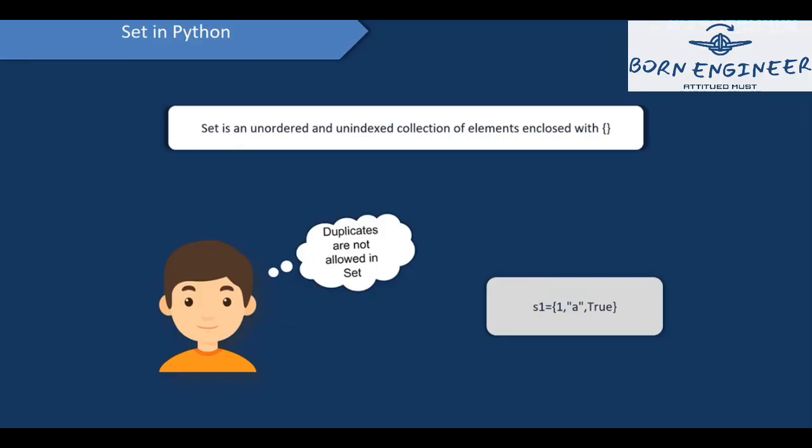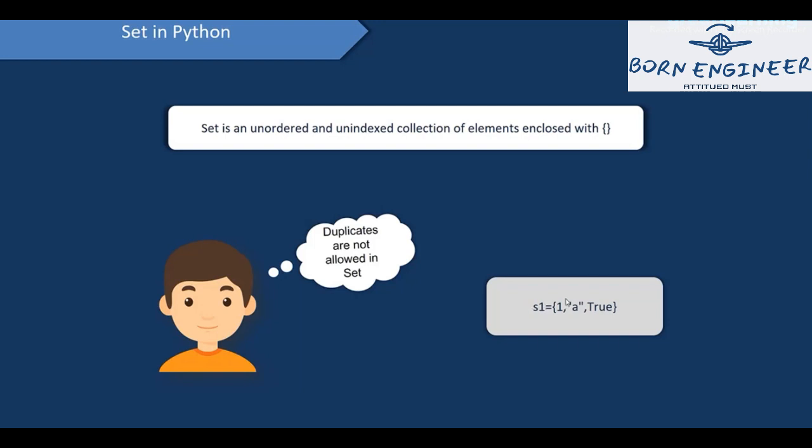Now we'll look at the last data structure in Python, which is a set. A set is an unordered and unindexed collection of elements enclosed within curly braces. When I say unindexed, you can't really access the individual elements using an index. So this is a limitation when it comes to sets. Another point to note is that duplicate values are not allowed inside a set, right? So you can't have any duplicates inside. And this is how you create a set.